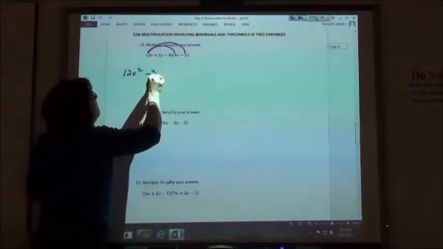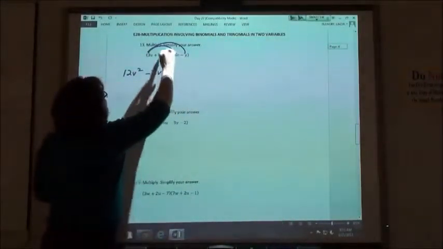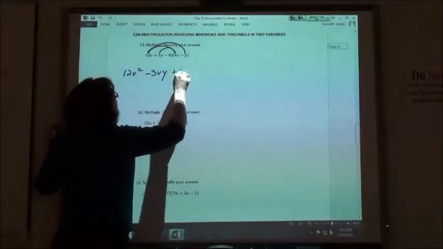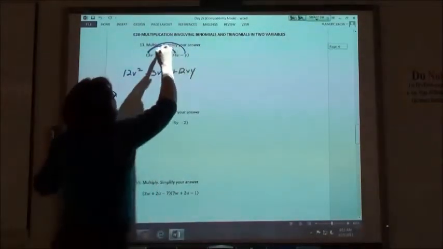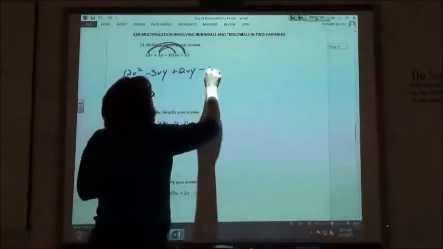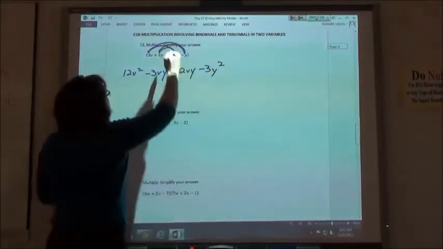Then I'm going to take the 3v times the minus y. Minus 3vy. And I'm going to do the middle term. So 3y times 4v. Plus 12vy. And then the 3y times the minus y. Negative 3y squared. Then I'm going to do the last term times each of those.